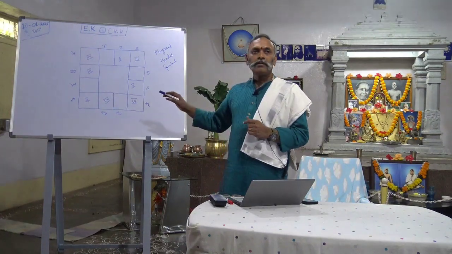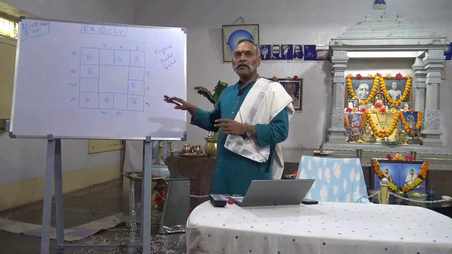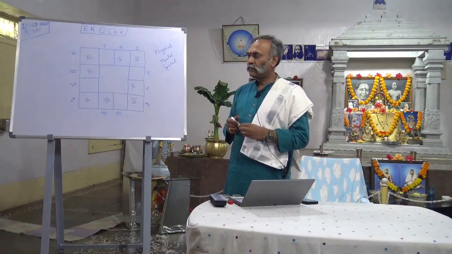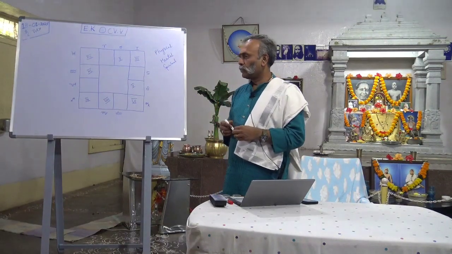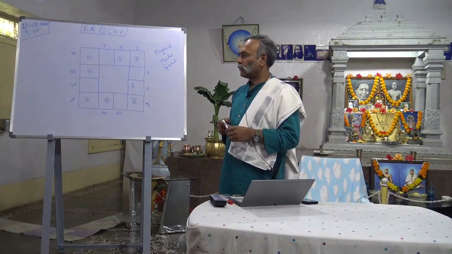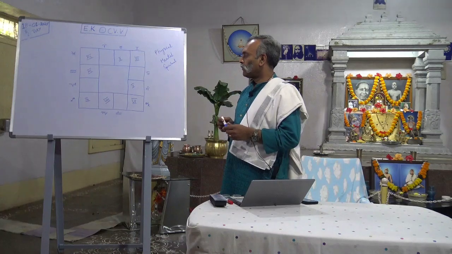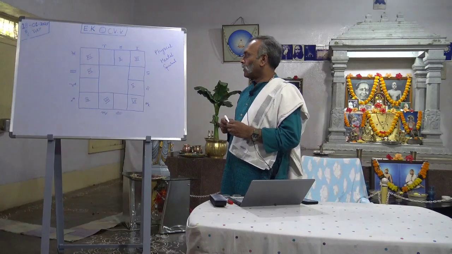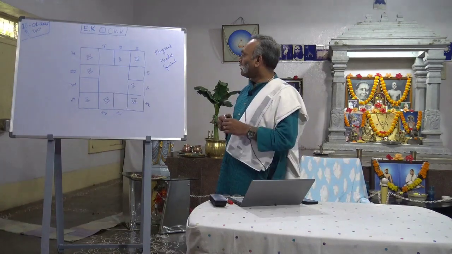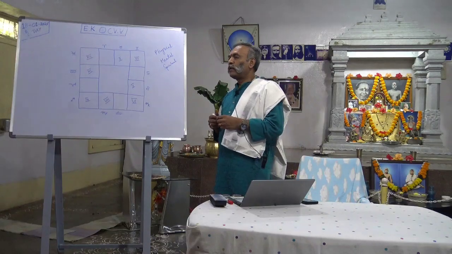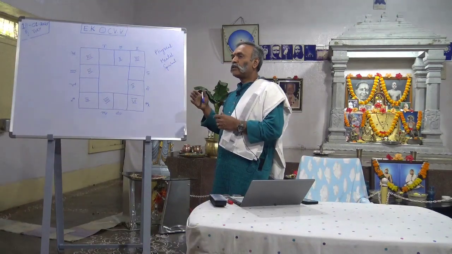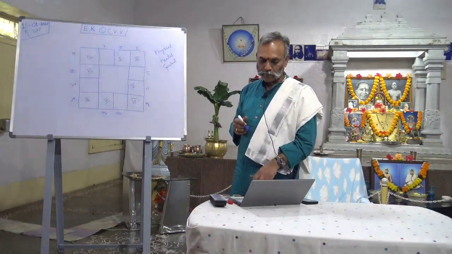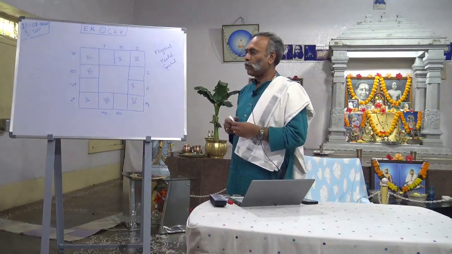The eighth house determines the chronic diseases, whereas the sixth house talks about the acute diseases, those which can be cured. And on the spiritual level, this talks about service to humanity.